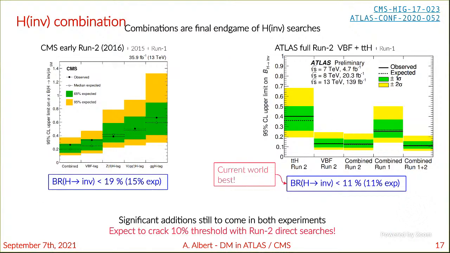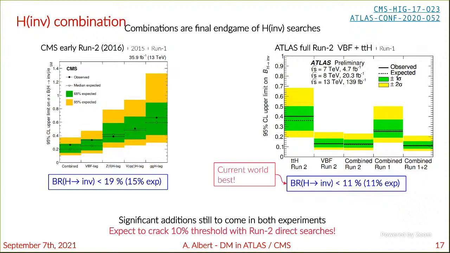The end goal, of course, for these Higgs-Portal interpretations is to do a big combination of all the channels. For CMS, we currently have this up to early run 2, where we got into the mid 10% range. ATLAS already has a first combination of the VBF result with the ttH result that I didn't show you yet, where they get down even to 11% already. So that's the current best that we have from direct searches.